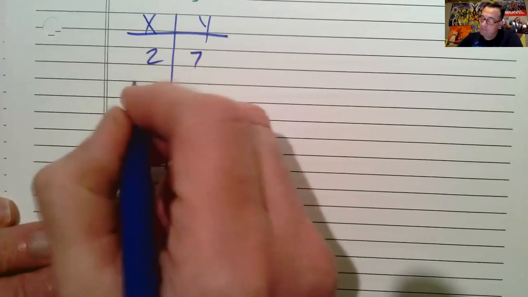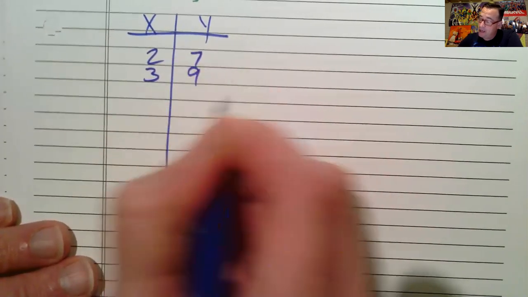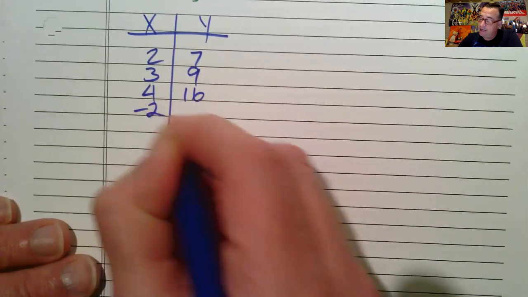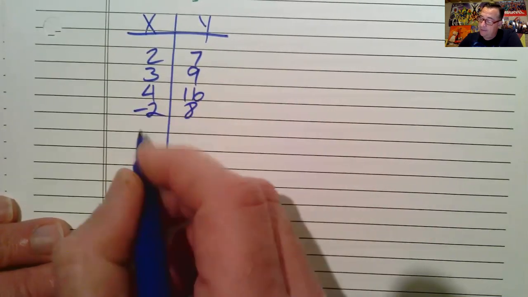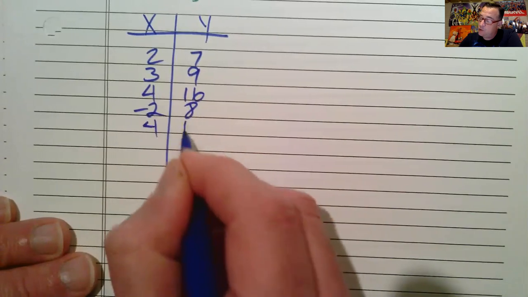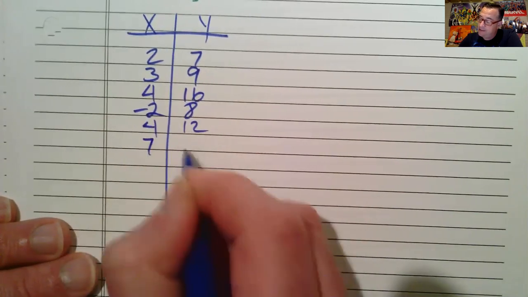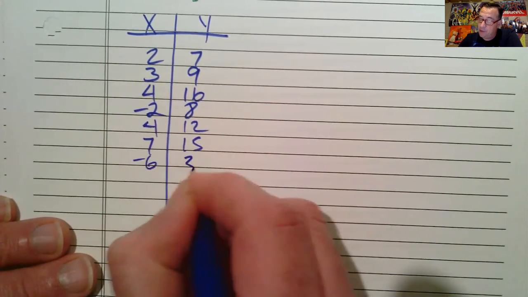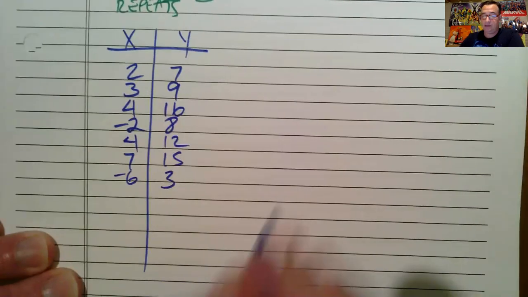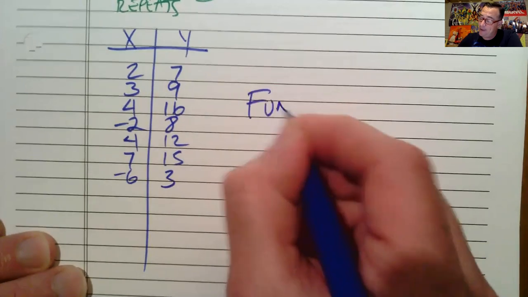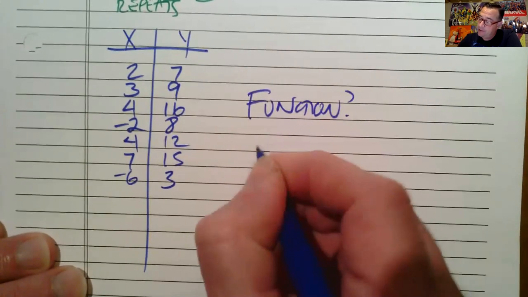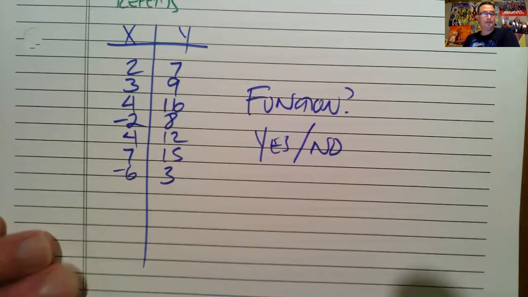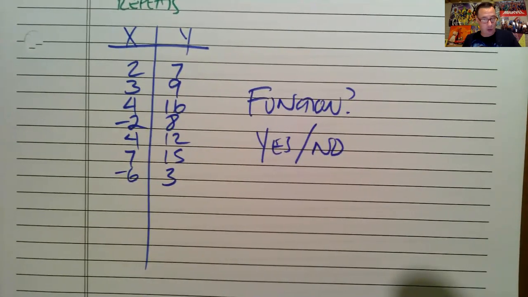2, 7, 3, 9, 4, 16, -2, 8, 4, 12, 7, 15, and -6, 3. Okay. Is this a function? Yes or no? Is this a function? Yes or no?